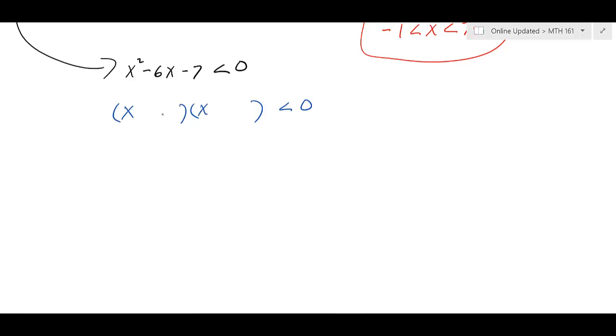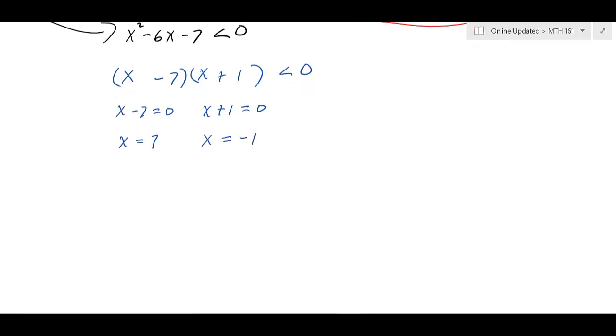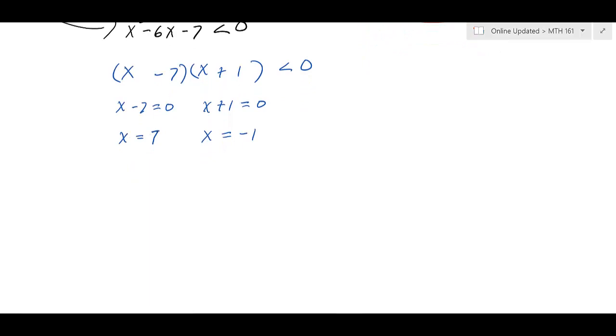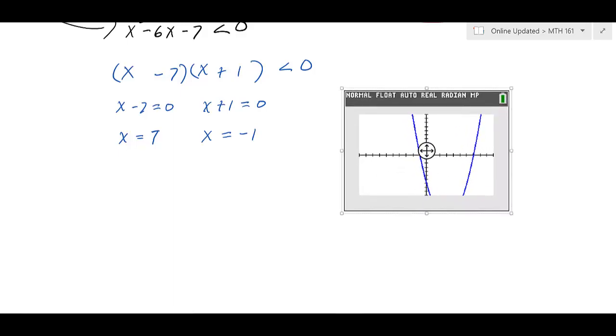And we did this above, so we know this is going to be x minus 7, and this is going to be x plus 1. And again, if we set these equal to 0, x minus 7 is equal to 0, x plus 1 is equal to 0. So we know we're going to get x is a positive 7 and x is equal to a negative 1. Now, from before, looking at the graph, and let's see if we can bring the graph up here again.